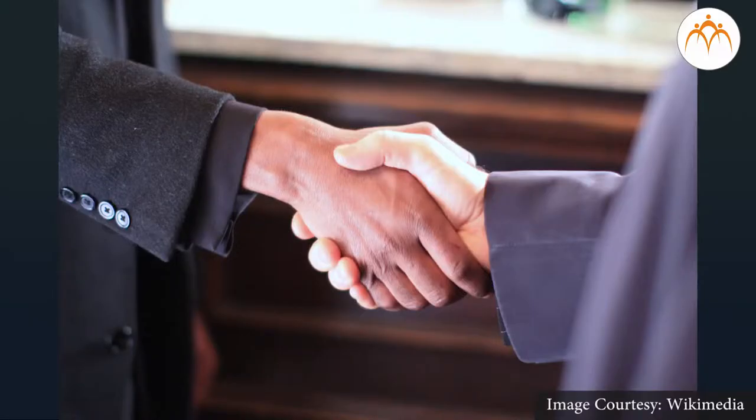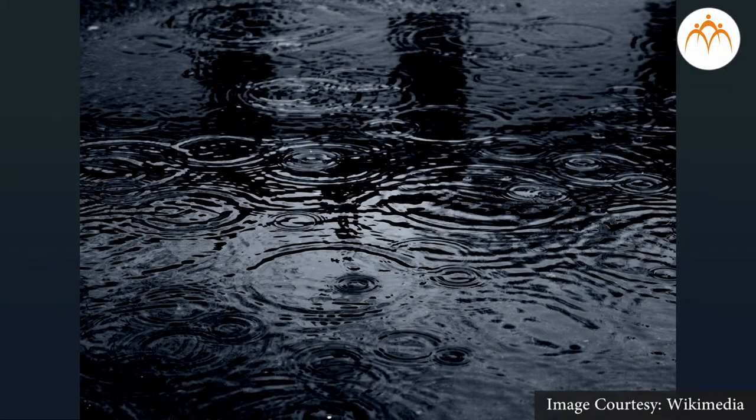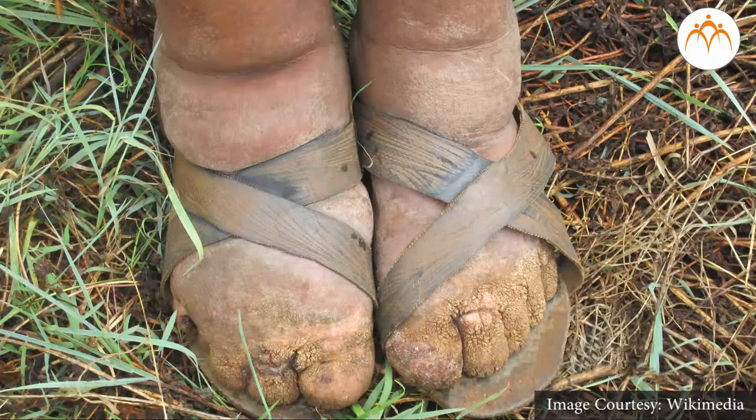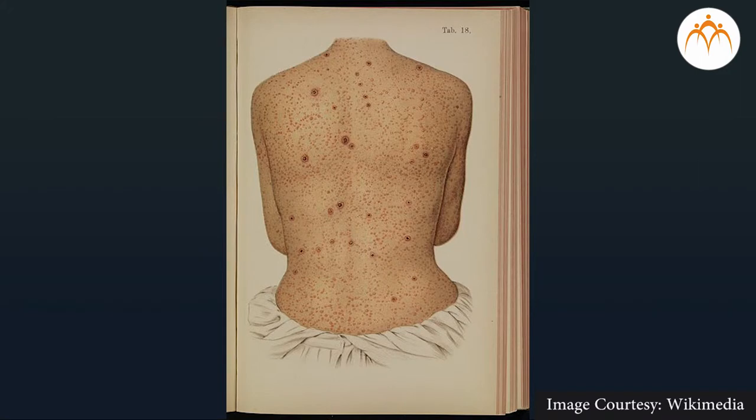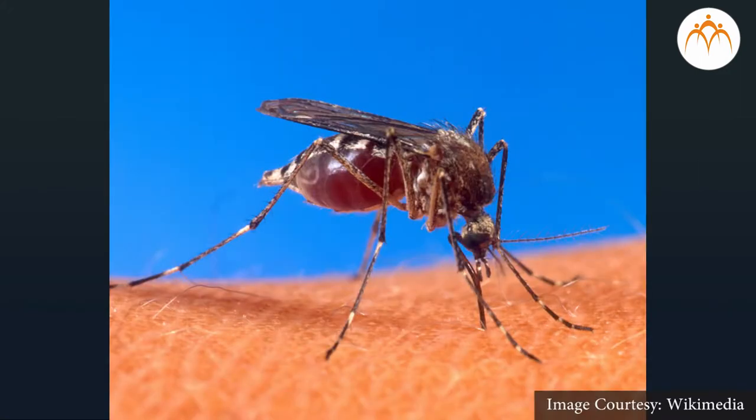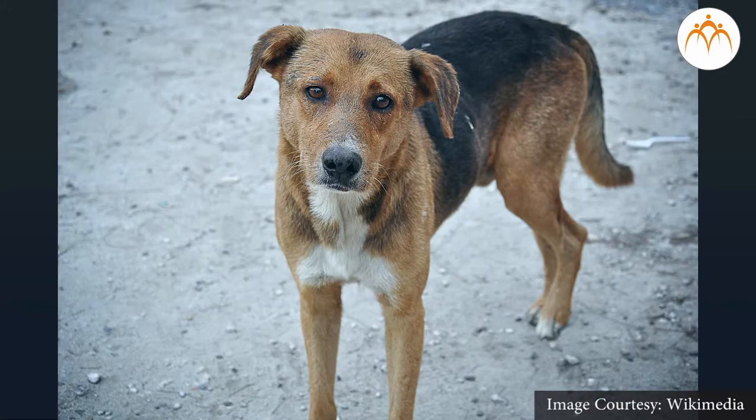The diseases can be contracted through human contact and through air and water. They can be food and soil-borne. Some are sexually transmitted, others are vector-borne, and a few are through animal contact.